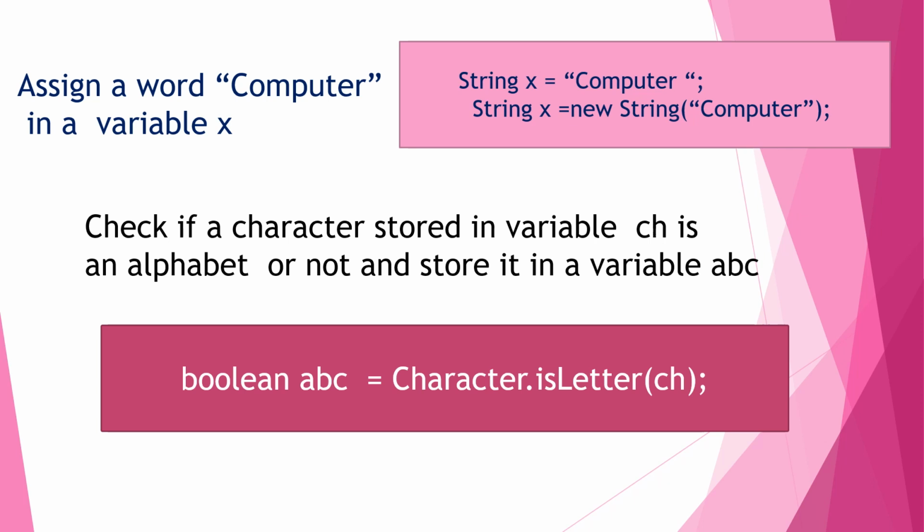boolean abc = Character.isLetter(ch). Capital C in Character. This will check whether the character stored in the variable ch is an alphabet or not, and the result will be stored in the variable abc.